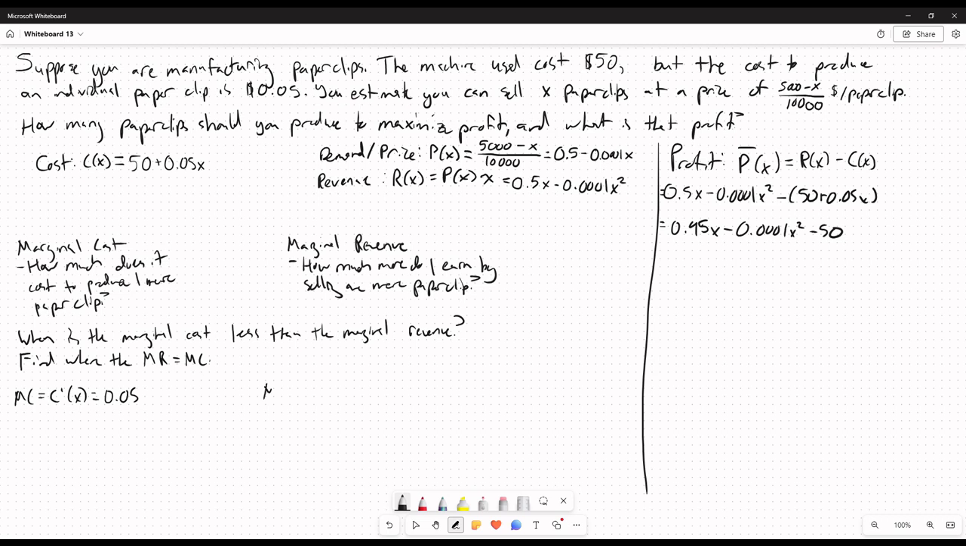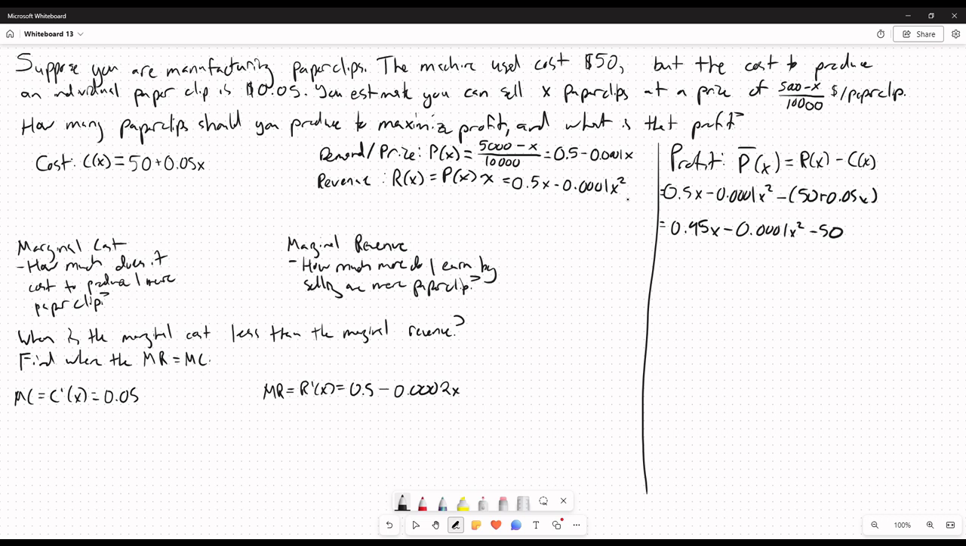The marginal revenue is going to be the derivative of our revenue function, which is going to be 0.5 minus 0.0002x. And that kind of matches what we saw earlier. The marginal revenue is going down because the more we sell, or the more we try to sell, the lower we have to price them.